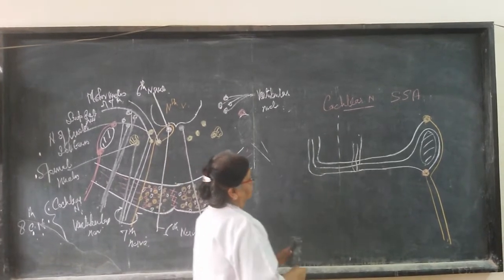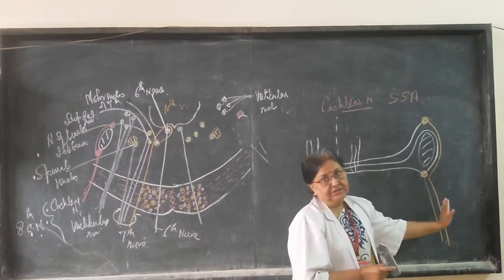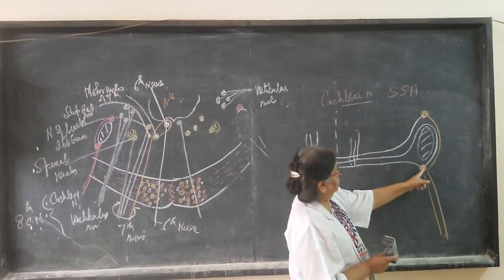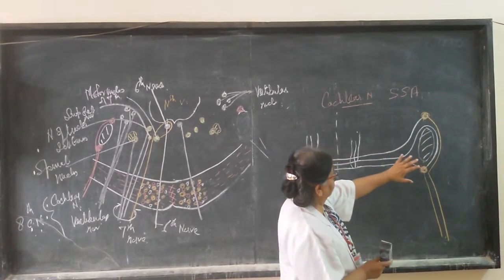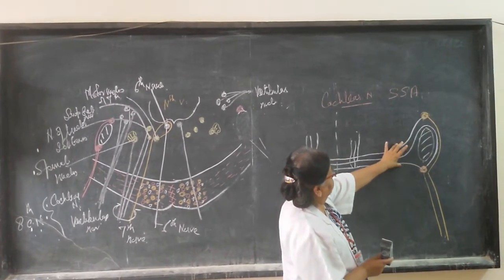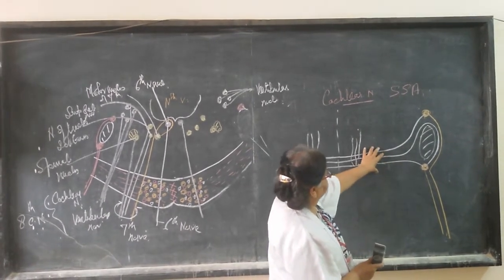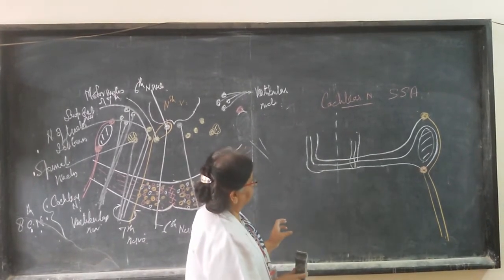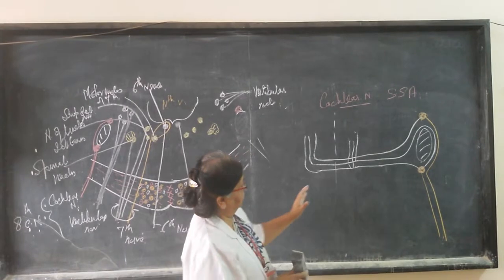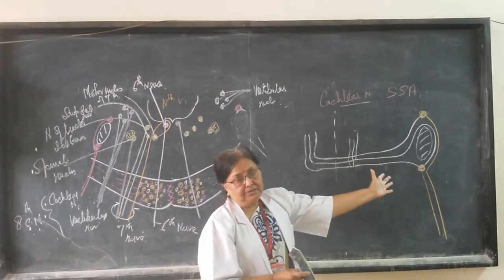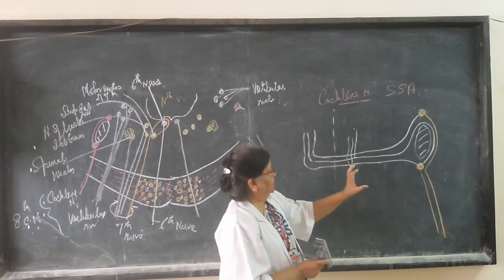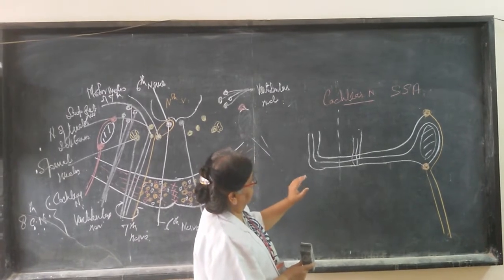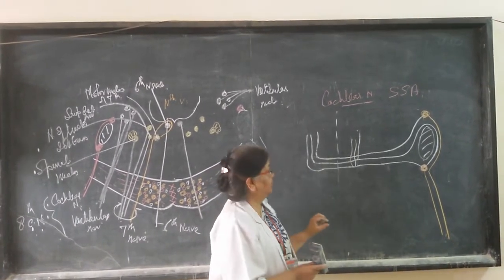In this way, the cochlear nuclei, which are related to hearing, ventral and dorsal, form the acoustic stria, then the trapezoid body. In the trapezoid body, there is some collection of gray matter known as the nucleus of trapezoid body. Some of the fibers of the ventral cochlear nucleus go to the superior olivary nuclei, mainly to the medial superior olivary nucleus, and these fibers help in localization of the sound.